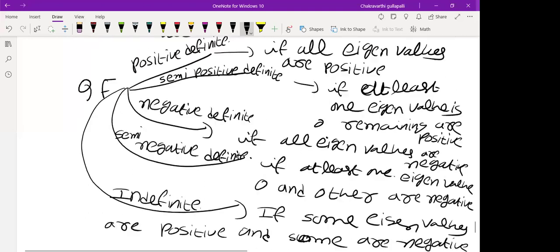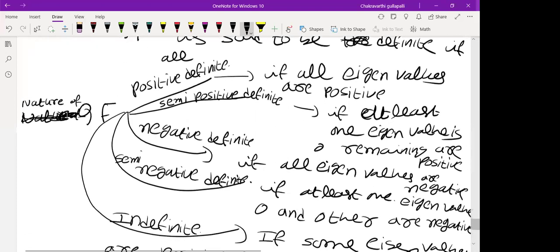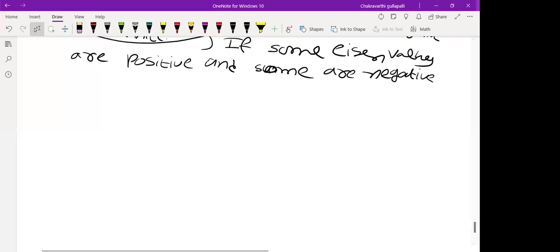So what is the nature of the quadratic form? The nature of the quadratic form may be positive definite, semi-positive definite, negative definite, semi-negative definite, or indefinite. What is the advantage of knowing the nature? So, this is the story about one quadratic.